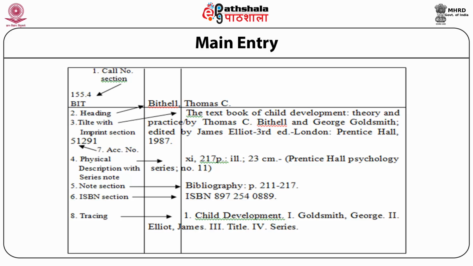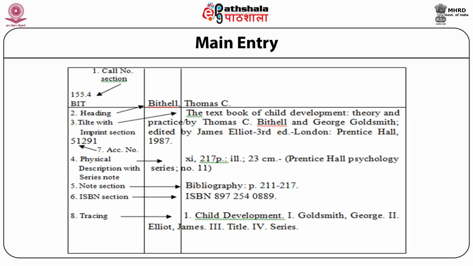Fourth section is physical description with series note. It starts from the second indentation: 11 preliminary pages, 217 text pages, small p, dot, colon, ill. It shows the illustration, dot, semicolon, 23 centimeter. It is the size of the book. Dot dash, within bracket, Prentice Hall Psychology Series, semicolon, number 11. Note section includes bibliography, colon, page 211-217.